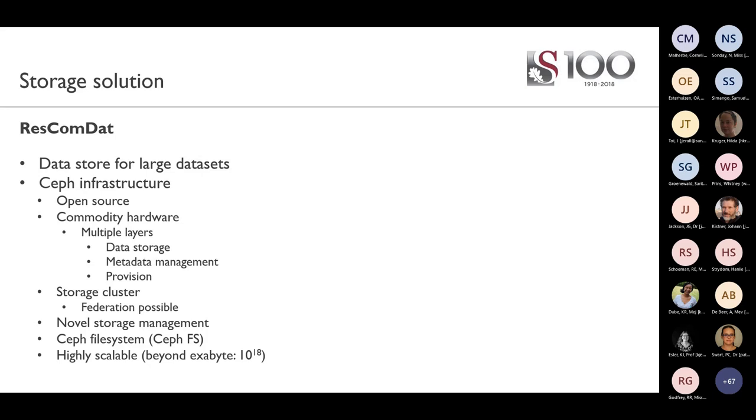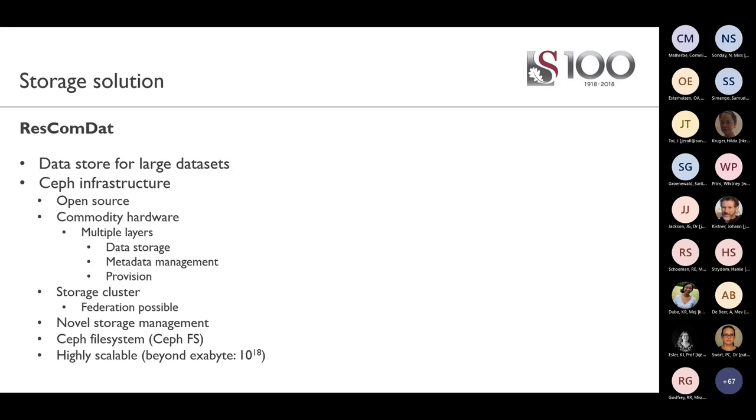These data stores are clusters, but one can federate between clusters. And Elifu is also using the Ceph infrastructure for their data storage. It uses a novel storage management system, which is quite different from prior management systems. This involves assigning the place for storage using a hashing scheme that is computed on the fly, so that with the same name and information, one will be able to recompute the storage location. And so you don't have to do the lots of messaging that goes on in normal data stores.